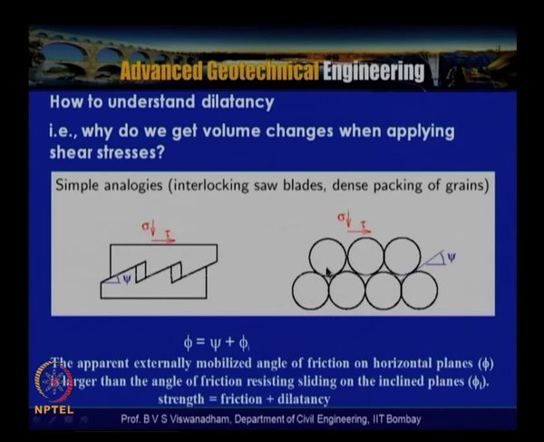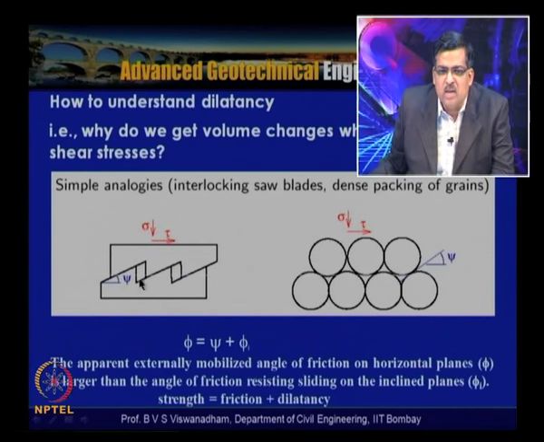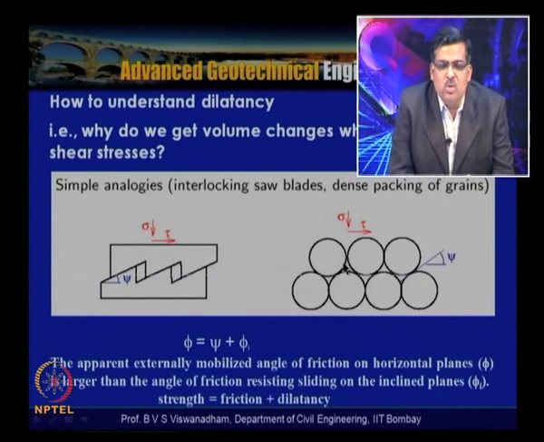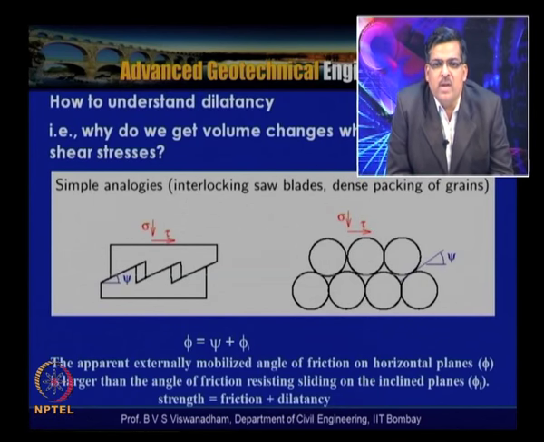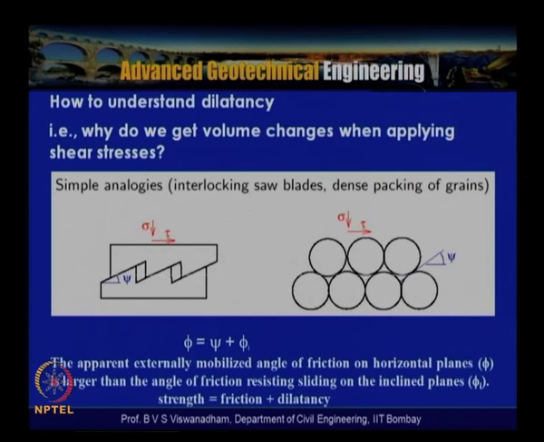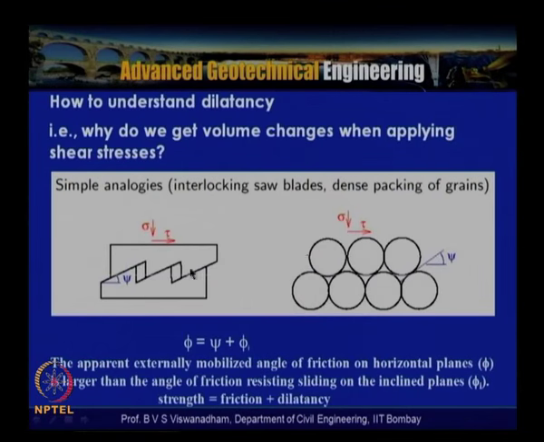Similarly, when the particles are in a dense configuration and subjected to shear, the particles will ride over another particle and undergo a similar movement. So the analogy is between the interlocking saw blades and the dense packing of the grains. When they are subjected to shear, the inclination of the interlocking plane blades is the dilation angle, and this angle and that angle are represented here. This is psi and this is psi.